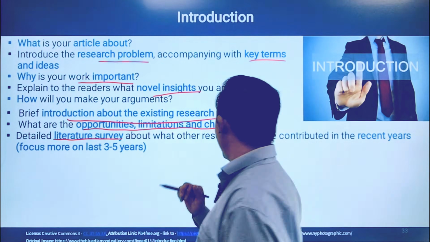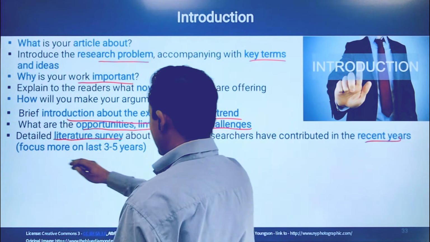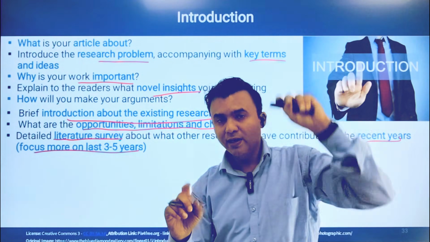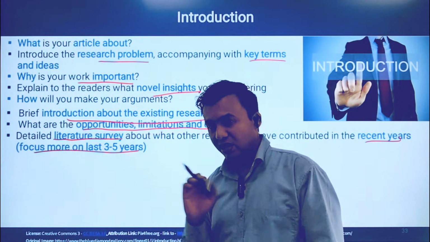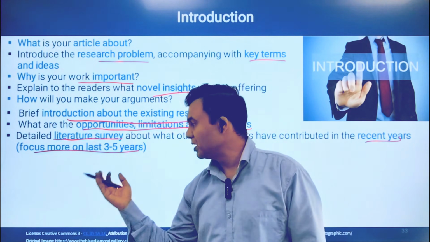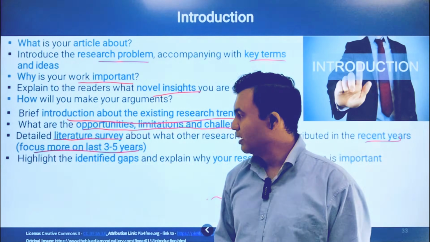Provide the detailed literature survey. What have other researchers contributed in recent years? Do not go and take articles from 1950. Articles from the last 3 years are the best to put in, maybe 3 to 5 years if you want, but the larger number of articles should be recent, right?